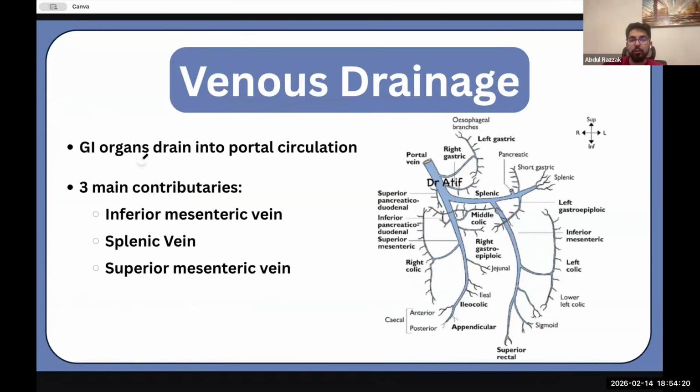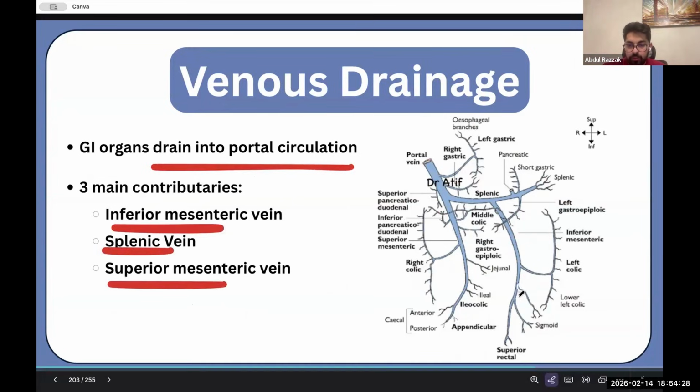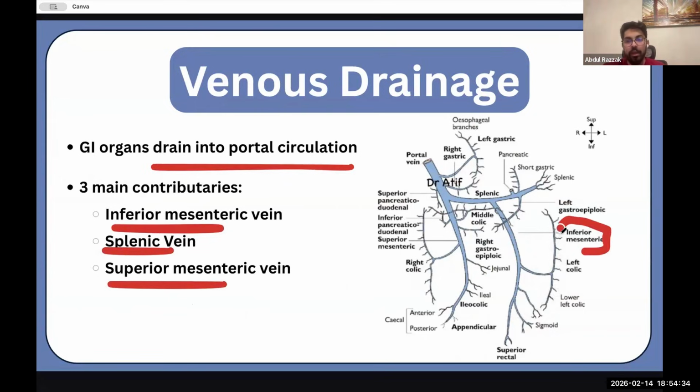Venous drainage. We have three main tributaries of the portal vein. The first one is the inferior mesenteric vein. We have the splenic vein and the superior mesenteric vein. So we see here that the superior rectal branches, sigmoid branches, and left colic branches all go together and make the inferior mesenteric vein, which goes all the way and joins with the splenic vein, behind the body of the pancreas.